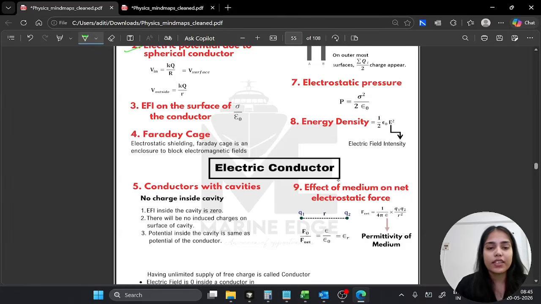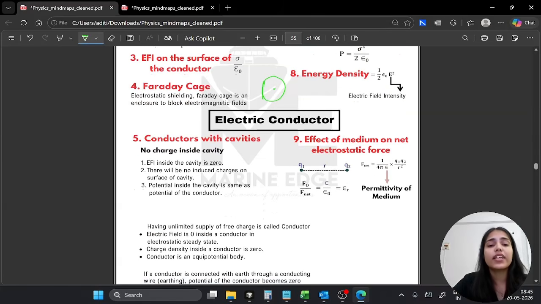Next, we have a Faraday's cage. What does the Faraday's cage do? In case we have a shell that is charged, inside the shell there will be no electromagnetic field lines. That is a Faraday's cage. Okay. Next, conductor with cavity. Inside this hollow space, the electric field intensity inside the cavity will be 0. There is no induced charge on the surface of the cavity. And the potential inside the cavity is the same as the potential of the conductor.